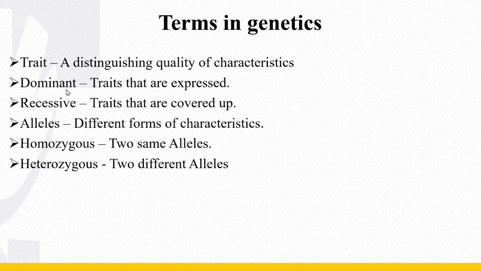Next, we have homozygous and heterozygous. And so homozygous is going to be big A, big A, or little a, little a. So two of the same alleles. Heterozygous is going to be big A, little a.